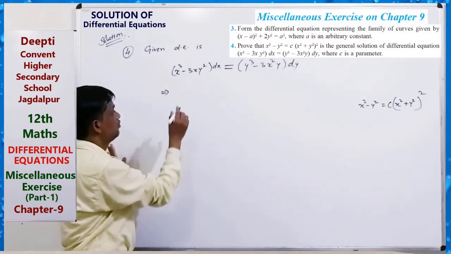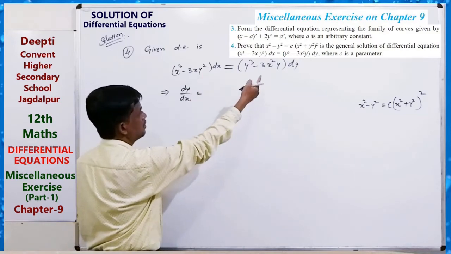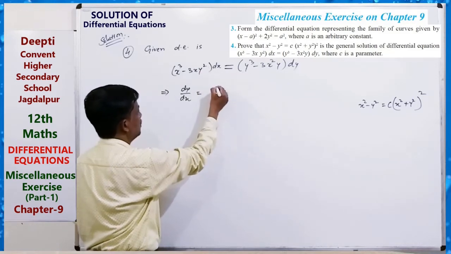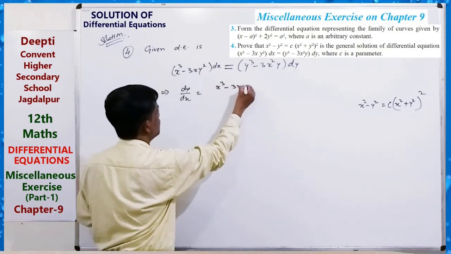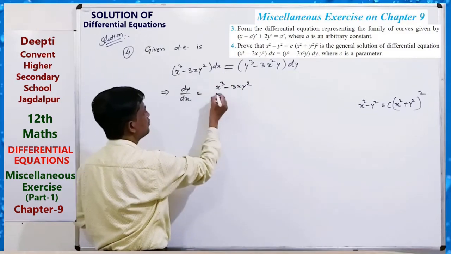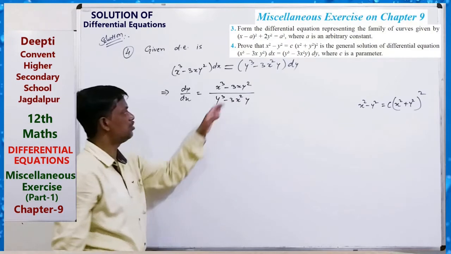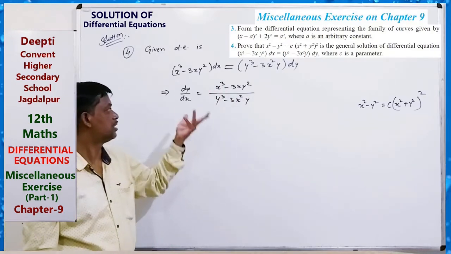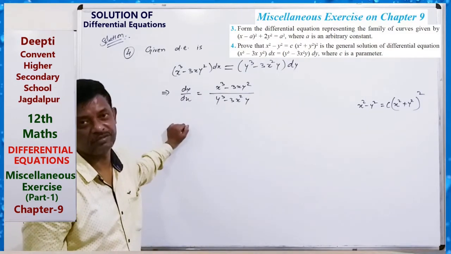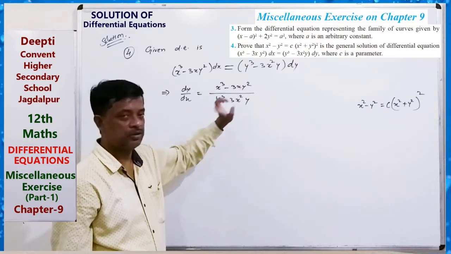Okay, so here dy upon dx equals what? dy upon dx is this upon this, x cube minus 3x y square upon y cube minus 3x square y. We can see that it is not of separable form, and it also cannot be written as a linear differential equation, but it is homogeneous. We can see that because the powers are 3, 1 and 2, and 1, 3 and 3.